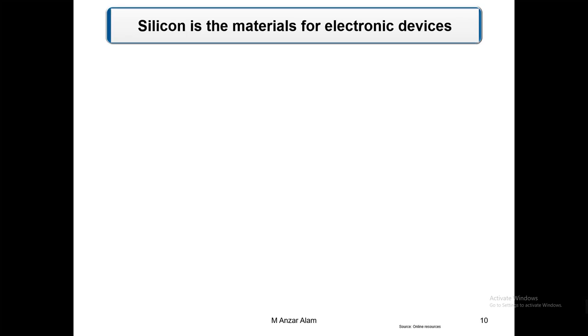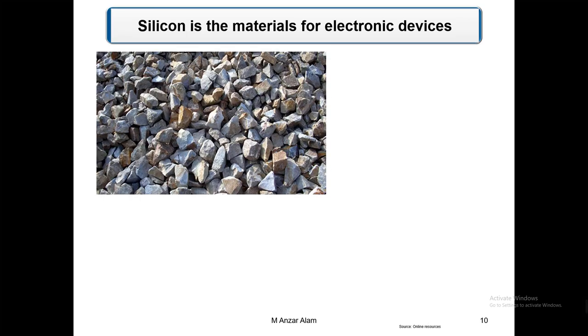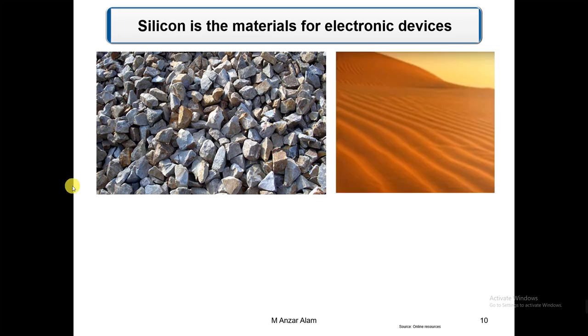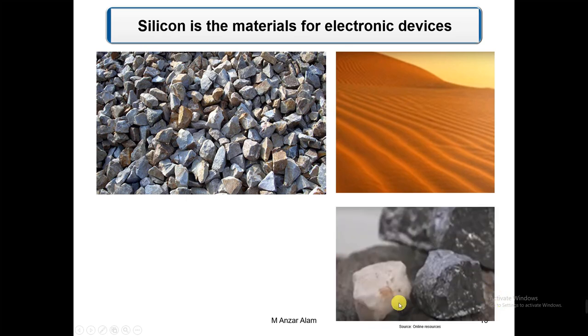Silicon is the material for electronic devices. Now, we are focusing on silicon, so we have to study it in depth, starting from its atomic structure, and then we will see how it is useful as a semiconductor. How can we find silicon? It comes from the earth's crust, the sands and the stones. All these things are available. These are the raw material for silicon.